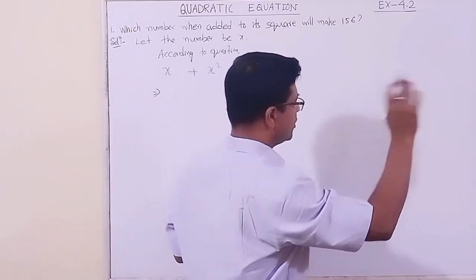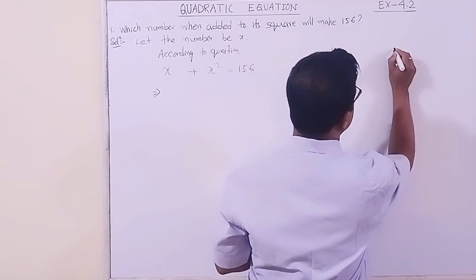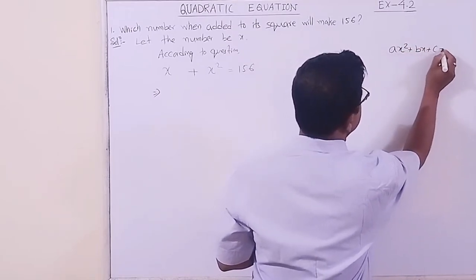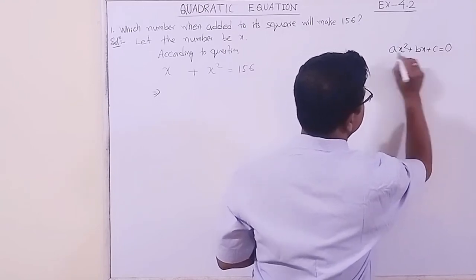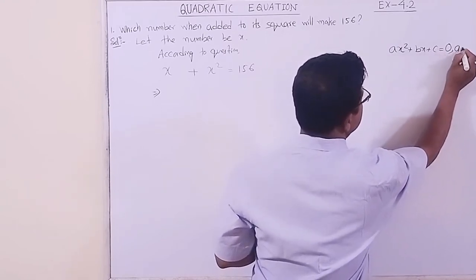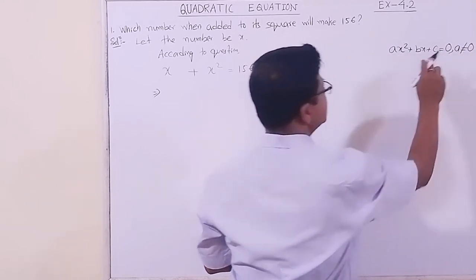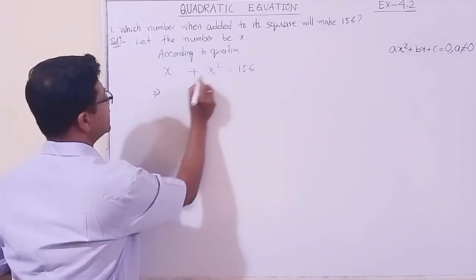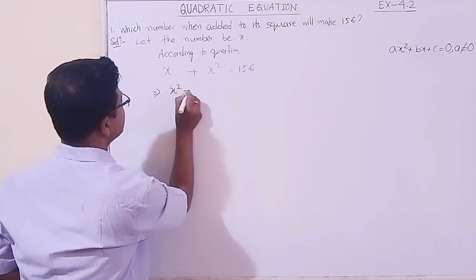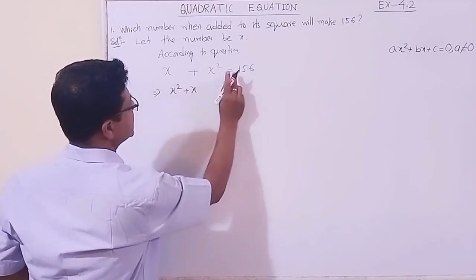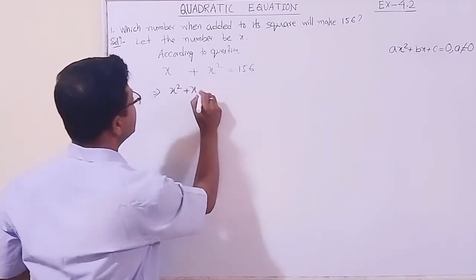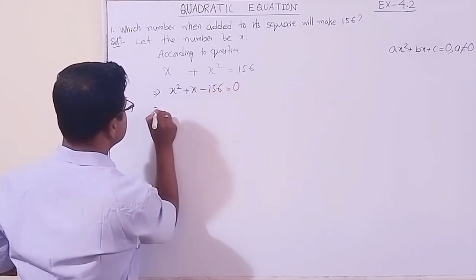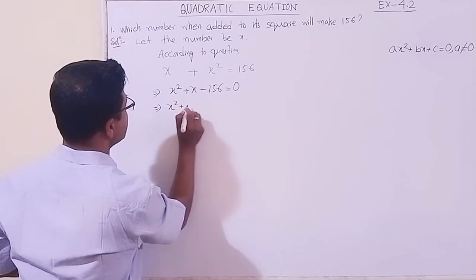Always we will convert a quadratic equation in this format. You know it. ax square plus bx plus c is equal to 0. Always remember, if it is a quadratic equation, this a cannot be 0. If a is 0, this is no longer a quadratic equation. So the first power is x square, then x, then plus 156 on this side, minus 156 is equal to 0. This is the usual format.